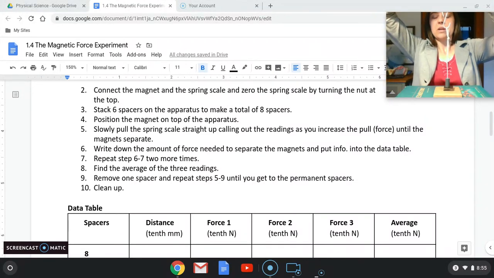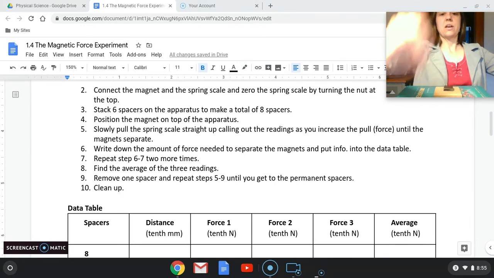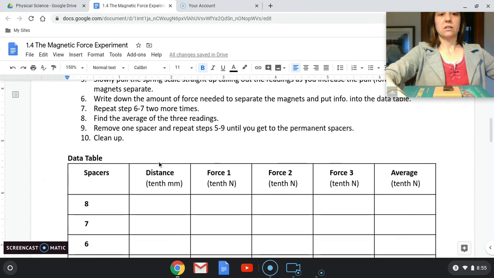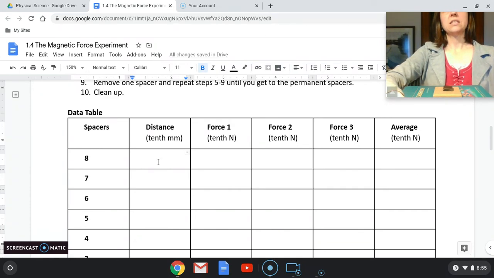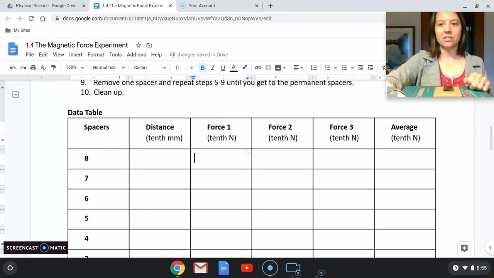Okay, so we have our force apparatus, and then I'm going to call out the numbers as I pull up. It is 0.5. Oh, there we go, and it separated. So then I'm going to come down here and let's see, 8 spacers. My distance was 8 times 1.1, so 8.8 millimeters right here. And then force 1 was 0.5 newtons.